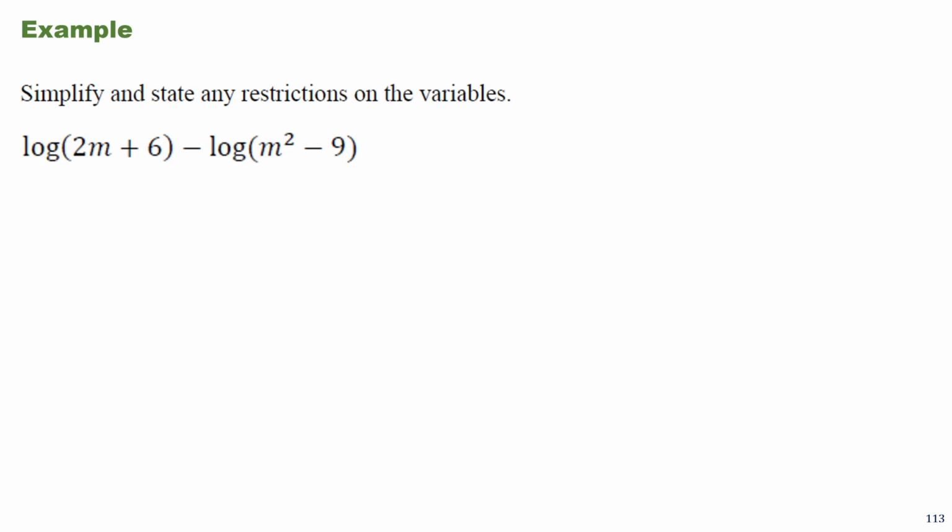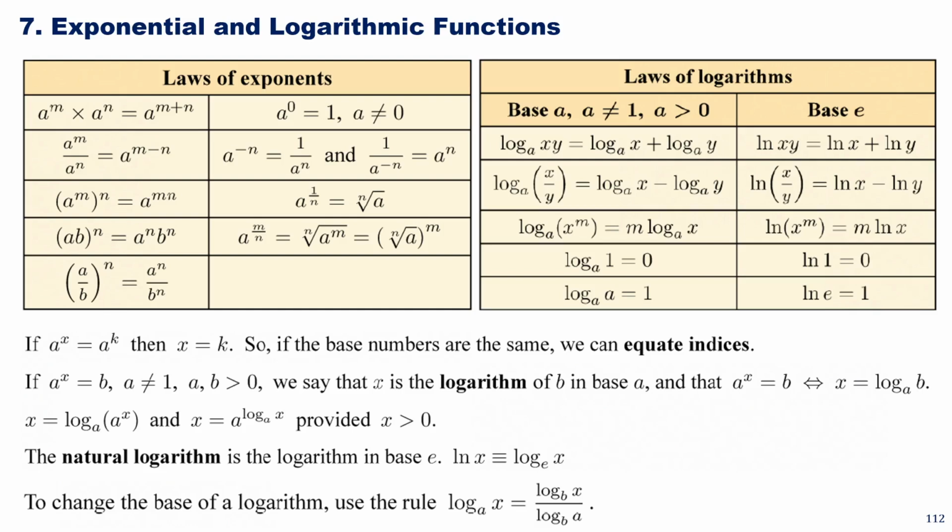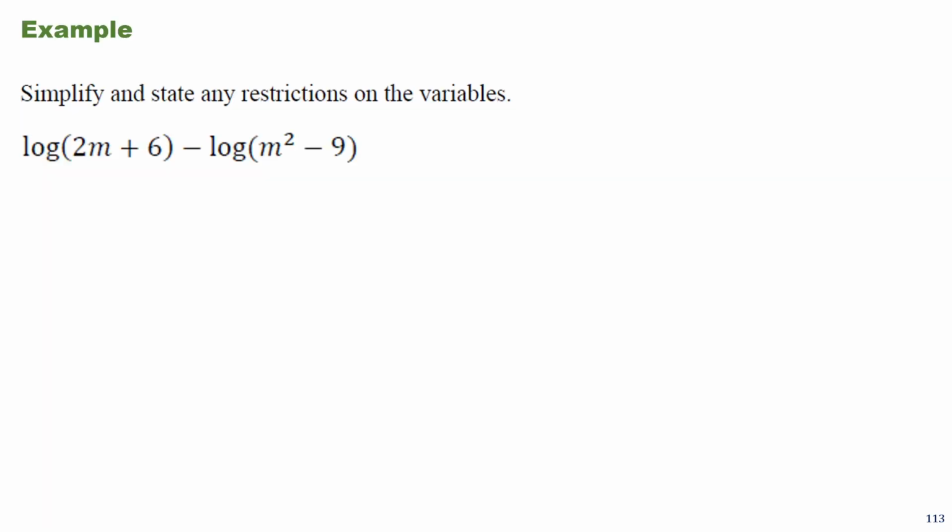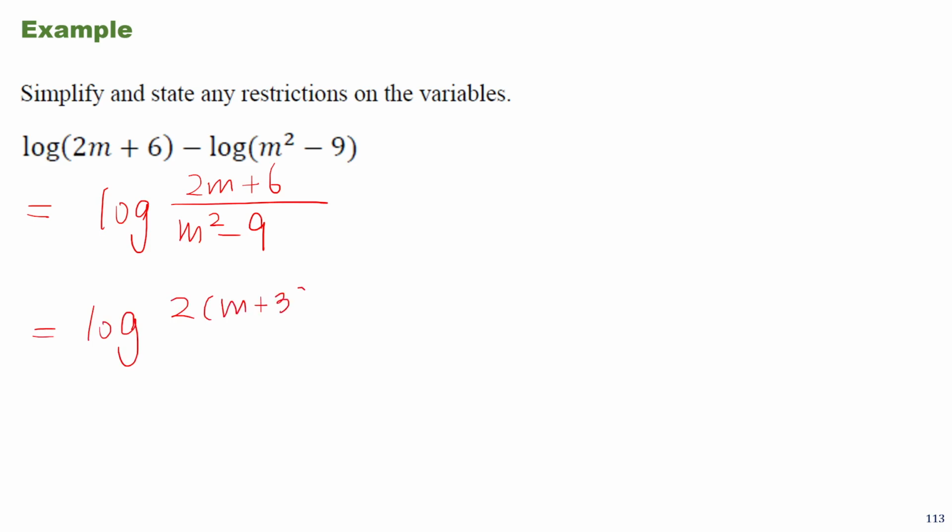According to the law of logarithms, we know the base numbers are both 10, right? So log base 10 of the first expression subtracted by log base 10 of the second expression can be written as log base 10 of the quotient of the two expressions, right? And then factorize the numerator and denominator, which gives 2 times (m plus 3) over (m plus 3) times (m minus 3), right? So first of all, the restrictions.